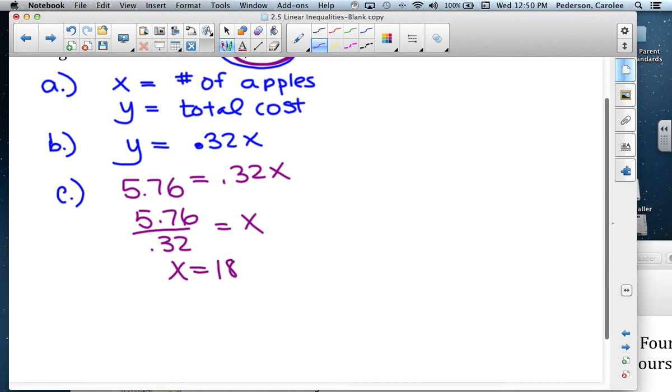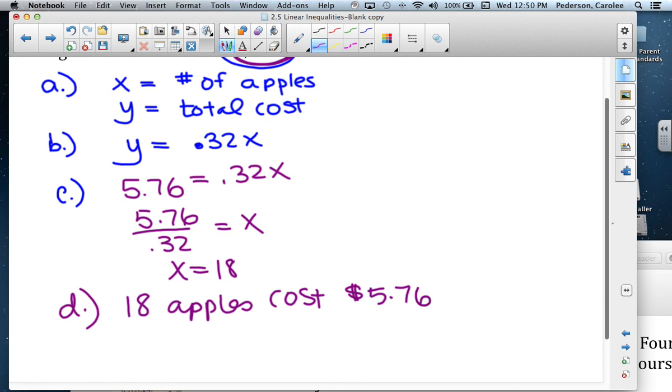Don't leave your answer like that. Part D, 18 apples cost $5.76. Get the habit of writing these 4 steps when you're doing linear equations and linear inequalities.